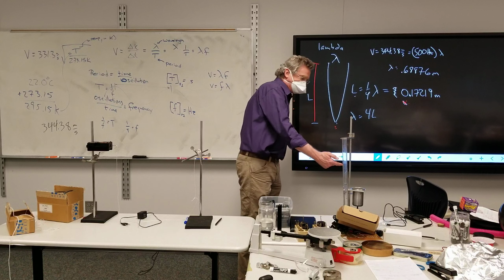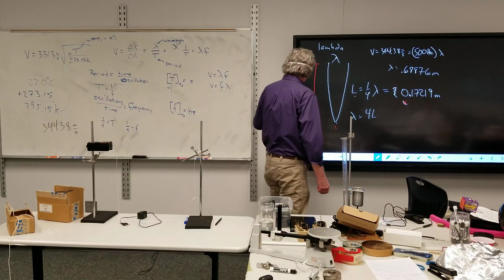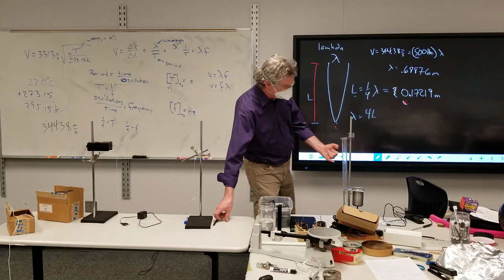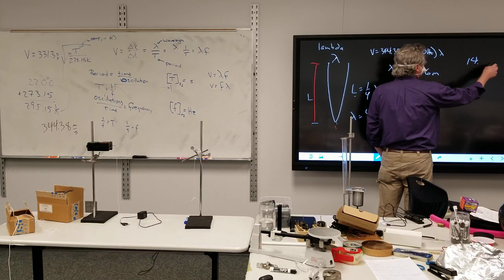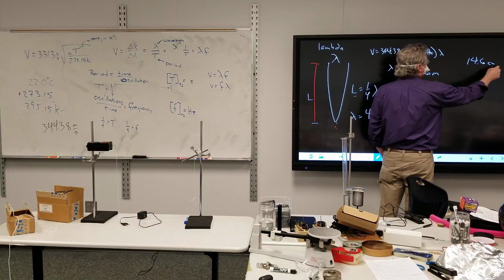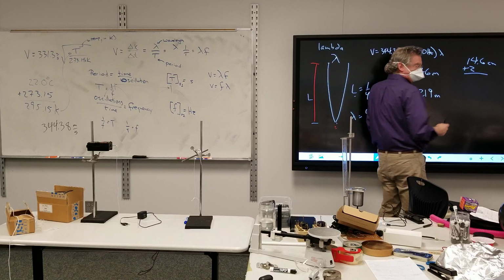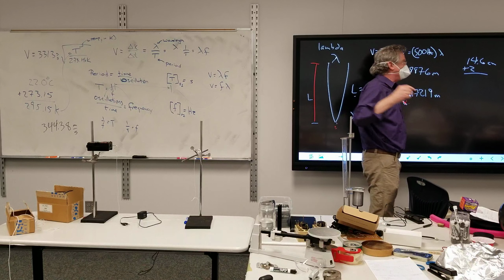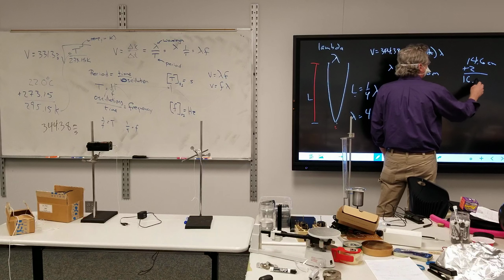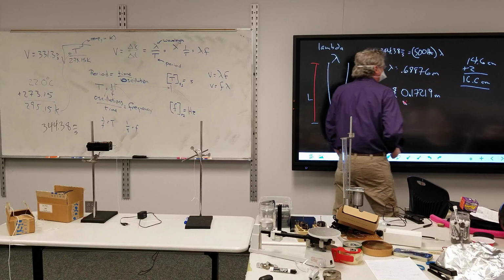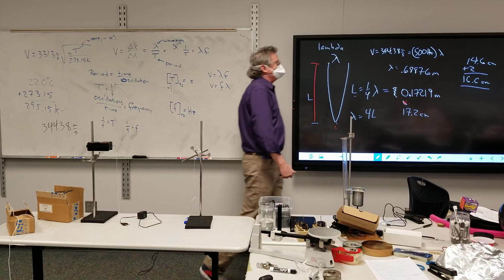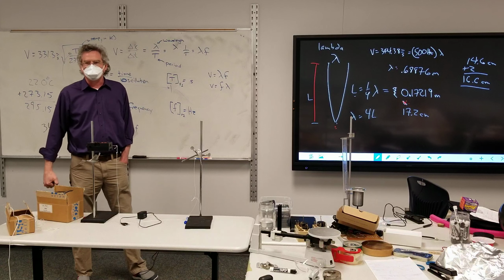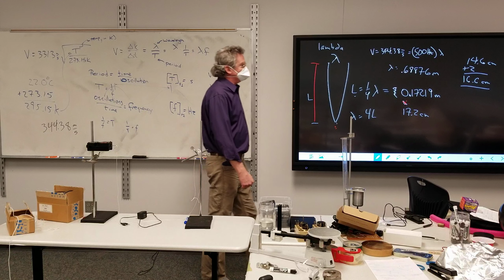So when we were at this, let's actually get some numbers down. I was looking at it from the other side. So it was 14.6 centimeters plus the 2 centimeters from the top that the tape actually starts. So 16.6 centimeters. That is what we got. We predicted 17.2 centimeters. So not too far off. Probably about a 5% error there.